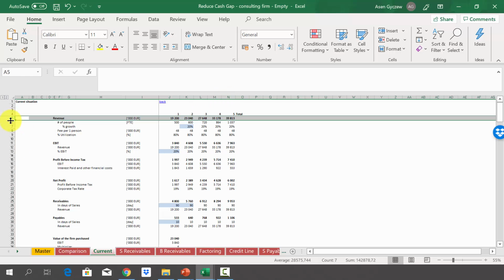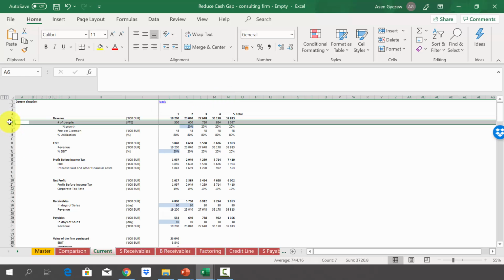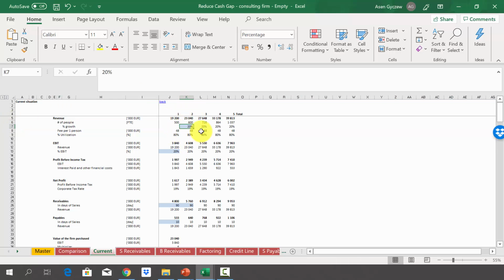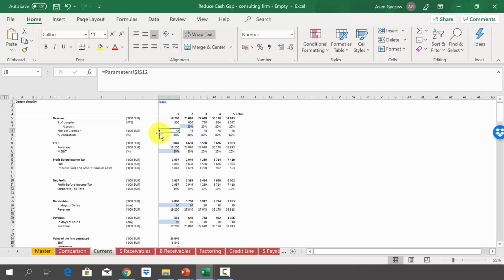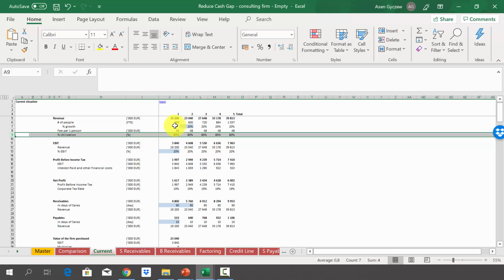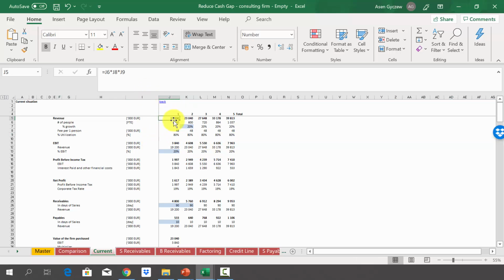Revenue we estimate by looking at the number of people we've got. And as you can see, we have assumed in the current scenario 20% growth every year. And then we've got the fee per one person, which is assumed to be 48,000. And this assumption is made in the sheet parameter. As we said, utilization is 80%. This is how we get to almost 20 million in the first year, 23 in the second year, and so on and so forth.